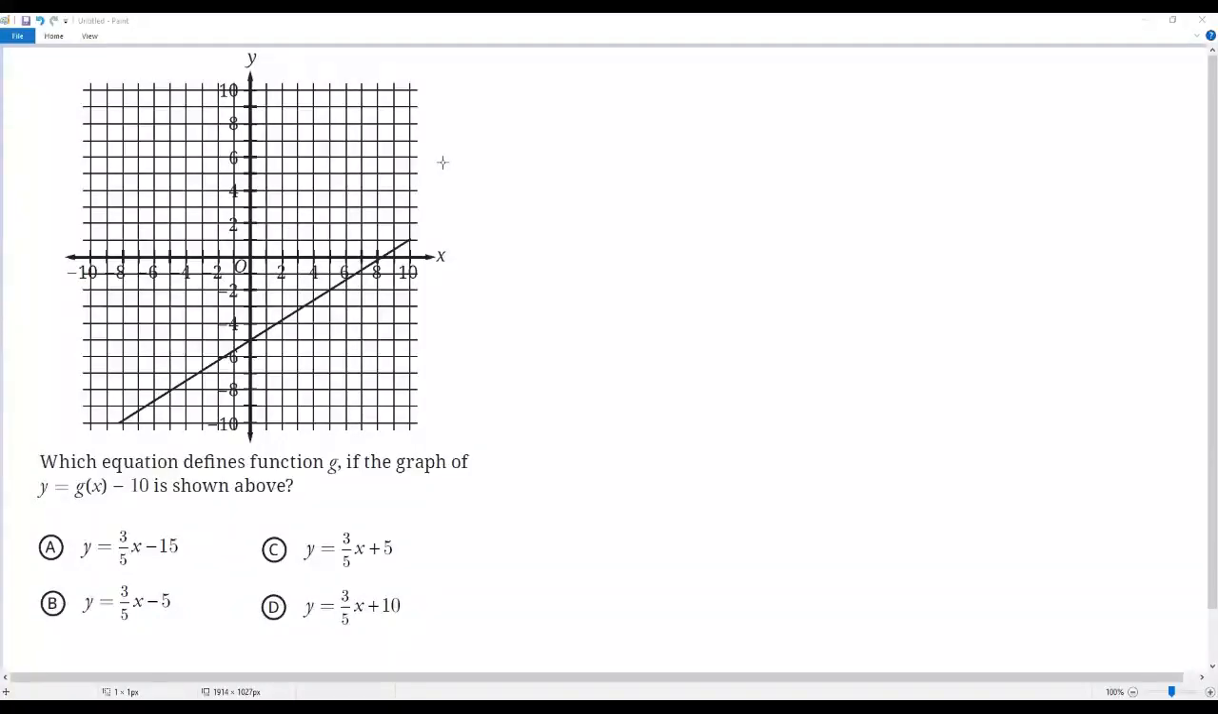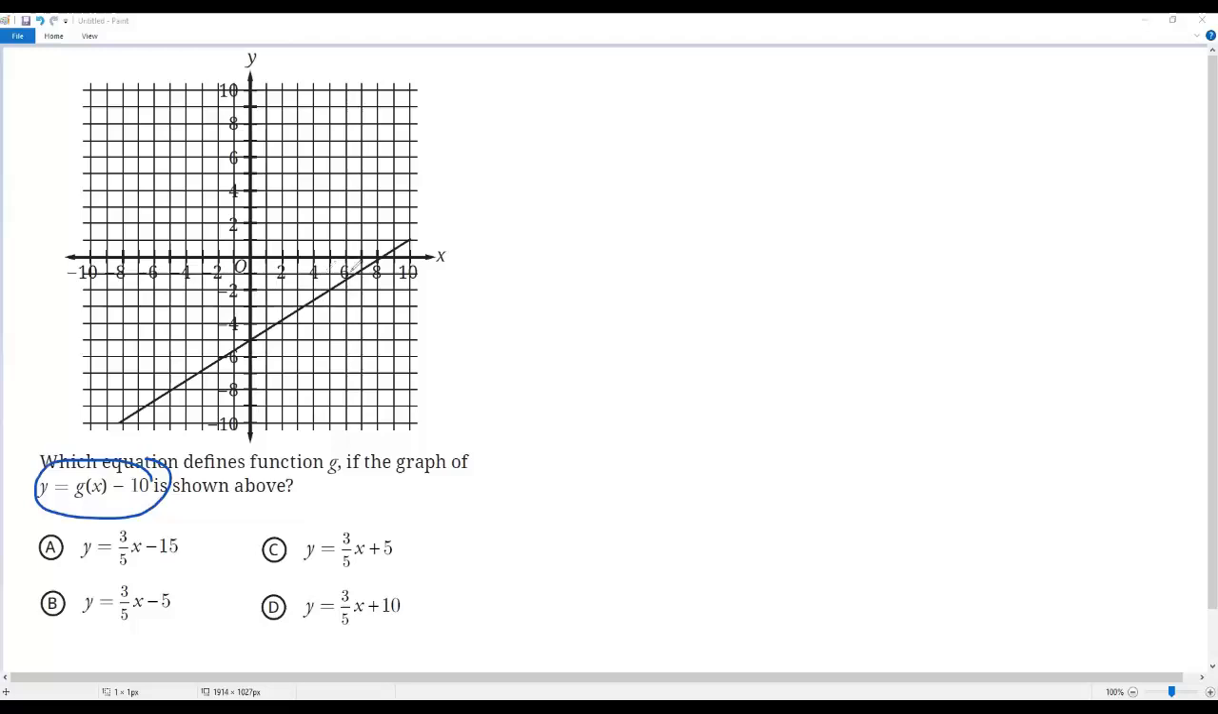Here we have a SAT math question. Okay, let's go with the question. There is a graph given over here. Which equation defines function g if the graph of y equals g of x minus 10 is shown above? Actually, the equation given represents the graph above.